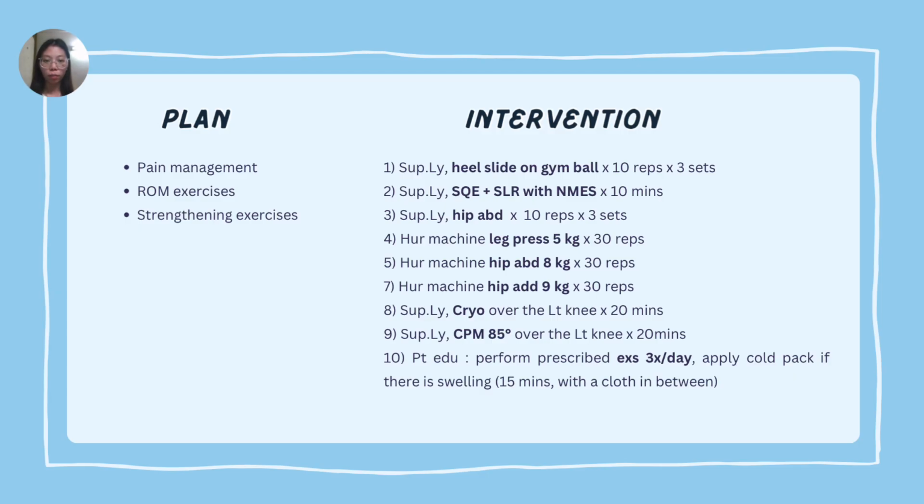Heel slide on gym ball for 10 reps and 3 sets. SQE plus SLR with NMES for 10 minutes. Hip abduction in supine lying for 10 reps and 3 sets. Followed by the machine: leg press 5 kg for 30 reps, hip abduction 8 kg for 30 reps, and hip abduction 9 kg for 30 reps.